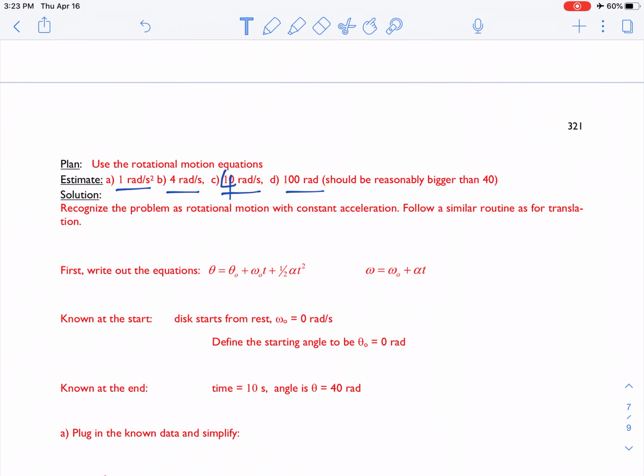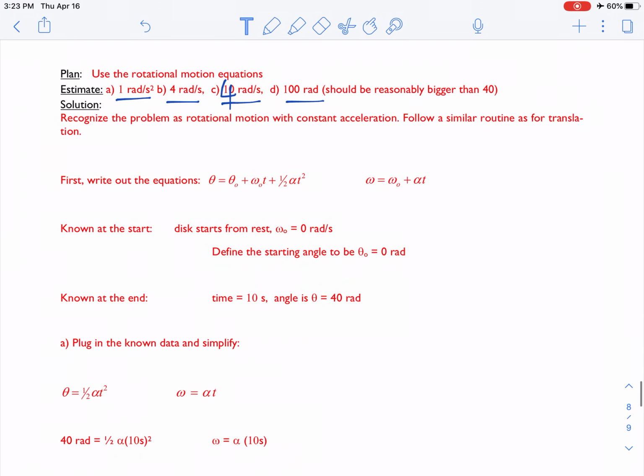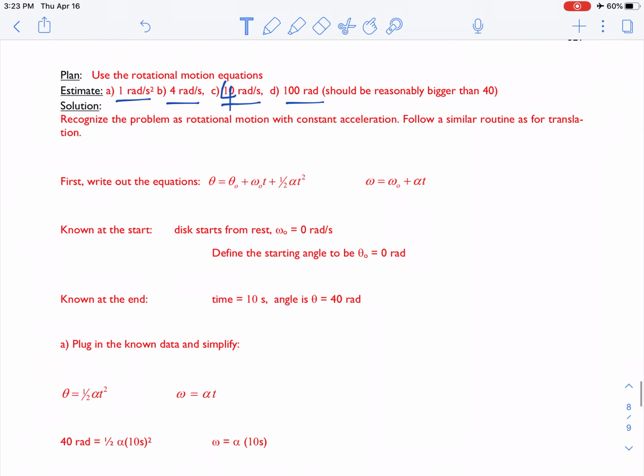Now we're ready to solve, and again we're going to do a similar thing. We're going to apply our step-by-step solution. So first of all, we are writing our equations. This is our position equation, this is our velocity equation, and there are only 2 of them. Okay, we don't worry about any other equations.